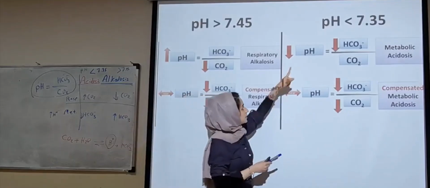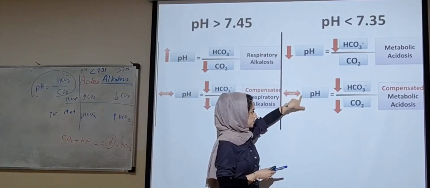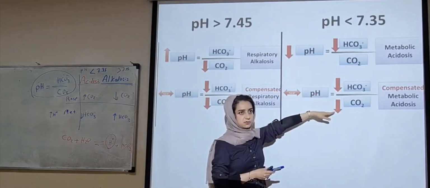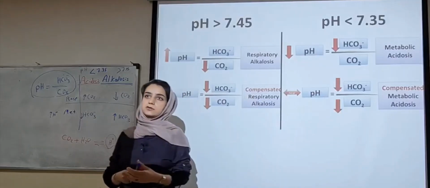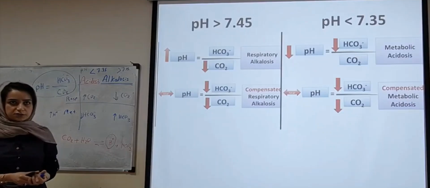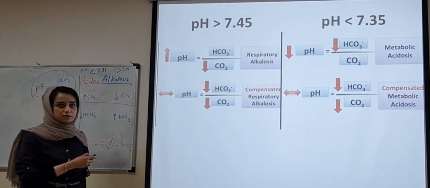If the pH decreases and the decrease goes with the change in the CO2, in the same direction, this is due to metabolic. In the metabolic they go in the same direction, while in the respiratory they go in the opposite direction.